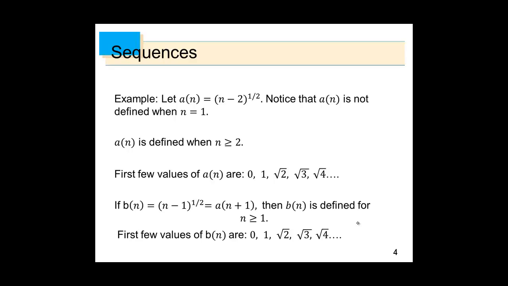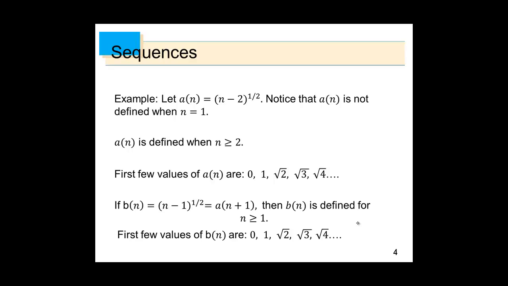Now notice that B of n is defined for n larger or equal to 1, right? Now, is B of n a different sequence than A of n? Well, in fact, no. Notice what the first few values are. The first few values are still 0, 1, root 2, root 3, root 4, and so on. Am I making sense?